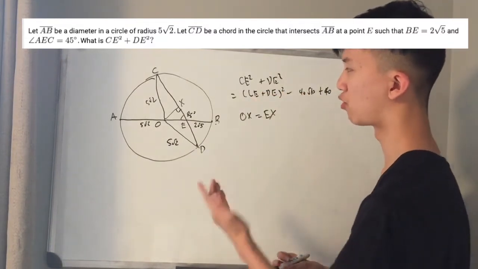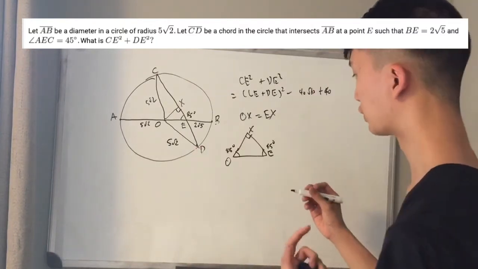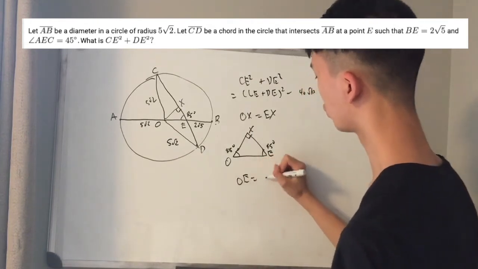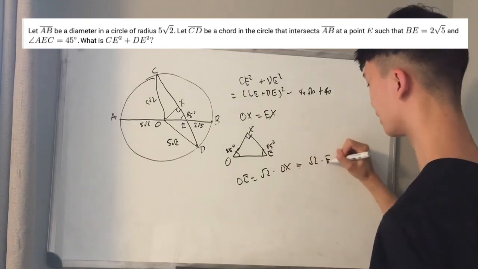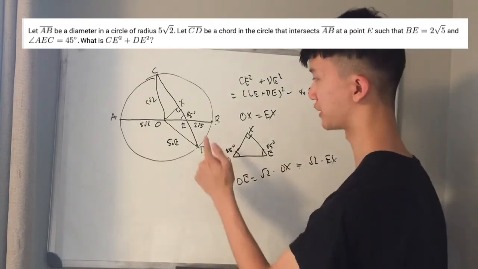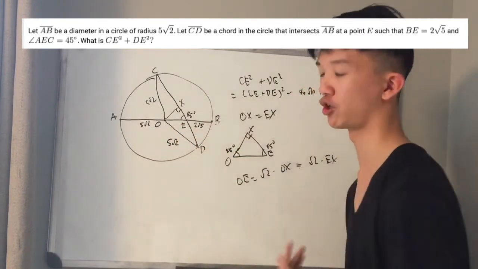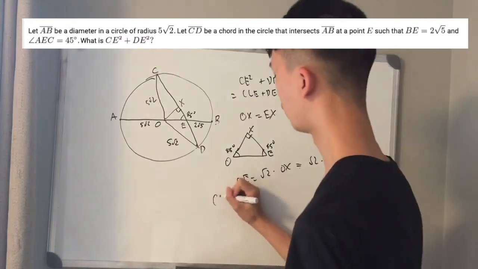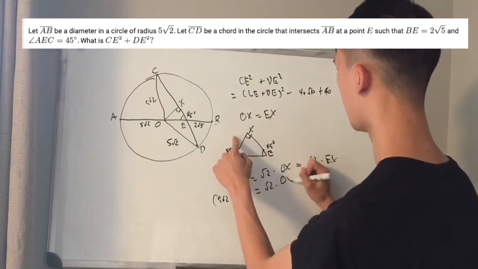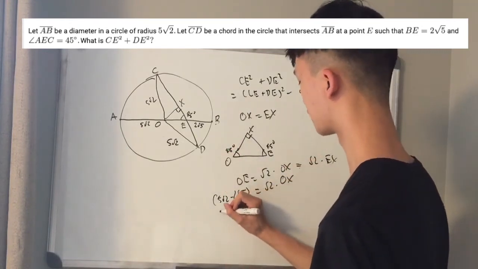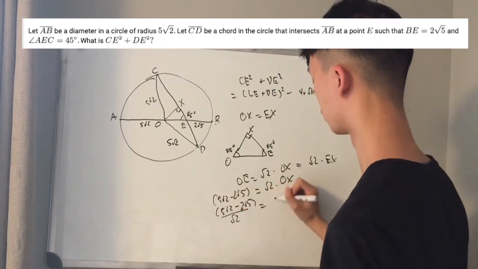Well, now let's focus a little bit more on triangle EXO. So, drawing triangle EXO, we realize that OE is equal to root 2 times OX, which is also equal to root 2 times EX. But we also know that OE is equal to 5 root 2 minus 2 root 5, since OE plus EB is equal to OB, and OB is a radius. And so 5 root 2 minus 2 root 5 is equal to root 2 times OX. And so now dividing both sides by root 2, we get 5 root 2 minus 2 root 5, all over root 2 is equal to OX.